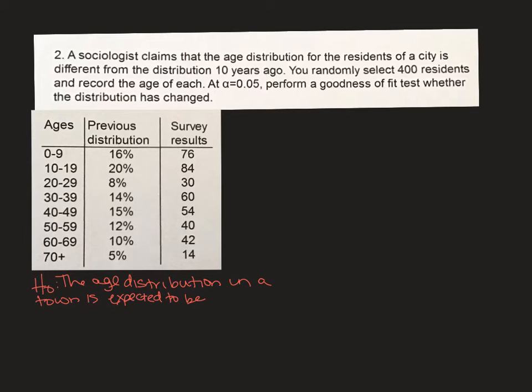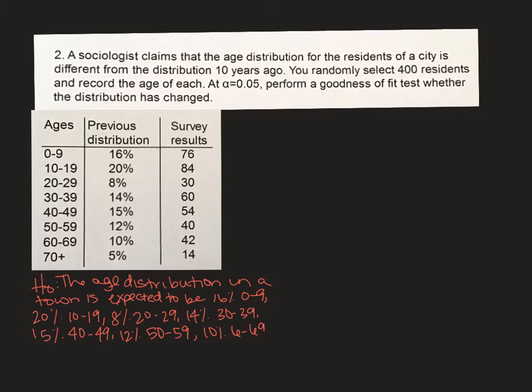is expected to be 16% at 0 to 9, 20% at 10 to 19, 8% for 20 to 29, 14% 30 to 39, 15% 40 to 49, 12% 50 to 59, 10% 60 to 69, and 5% for 70 plus.